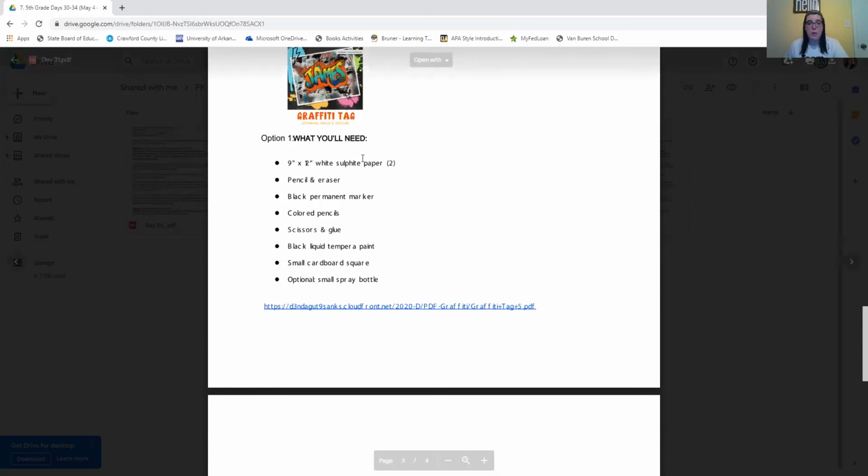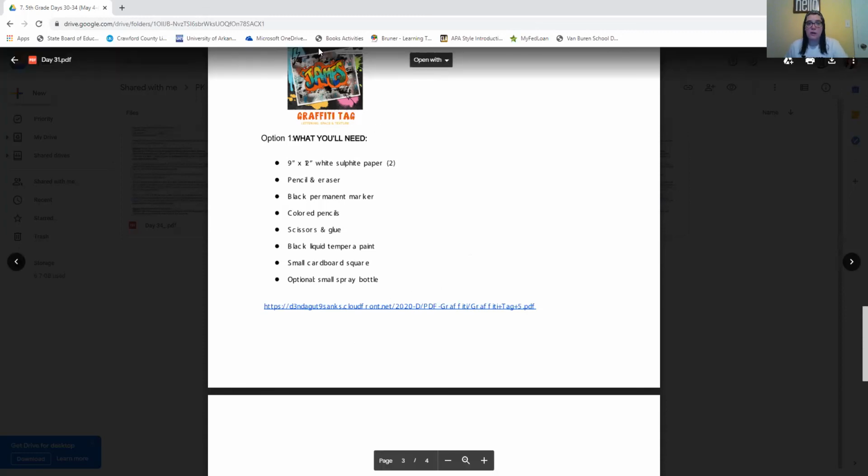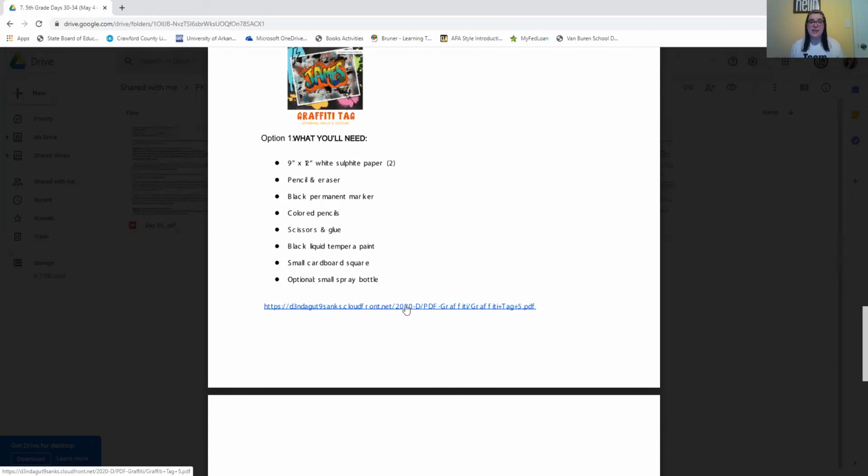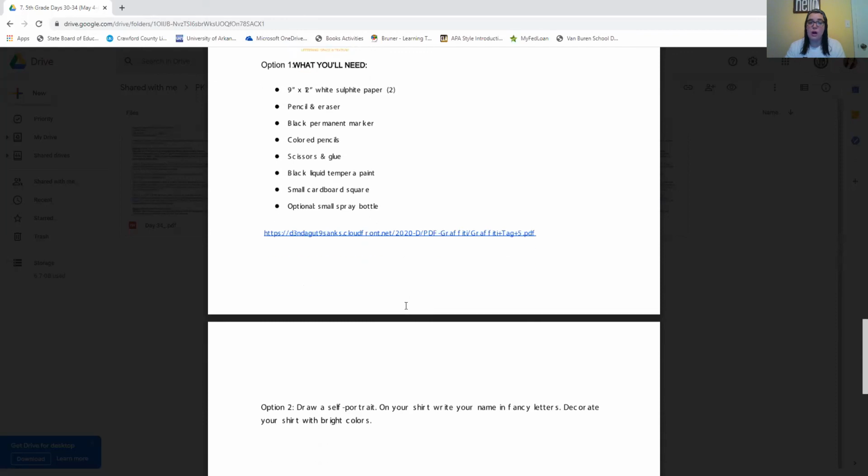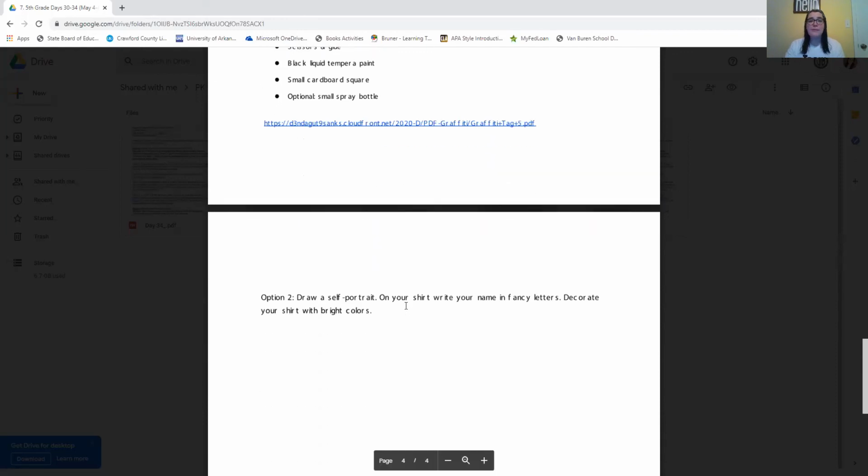Then, if you have all these things in order to do option 1 today, so you can learn how to do your graffiti name, you will follow this link, and it's going to take you to a little PDF that it's going to explain to you how to do that art activity if you choose to do option 1. But if by chance you don't have those things at home and you can't do option 1, there's also an option 2 that you can choose from for art today.